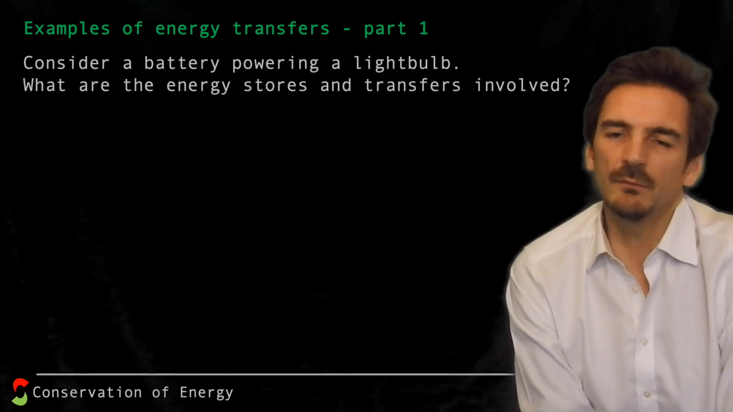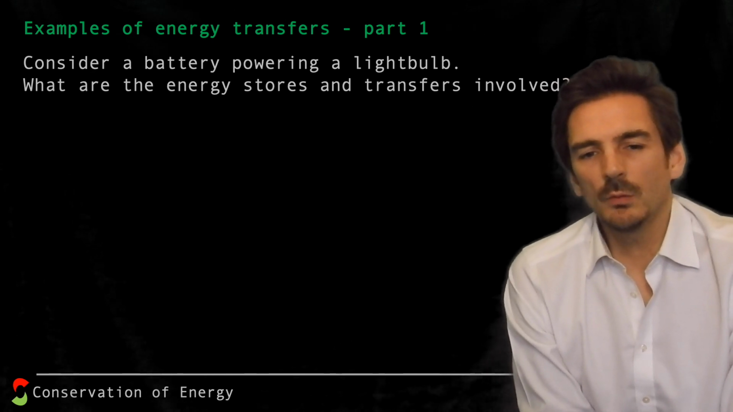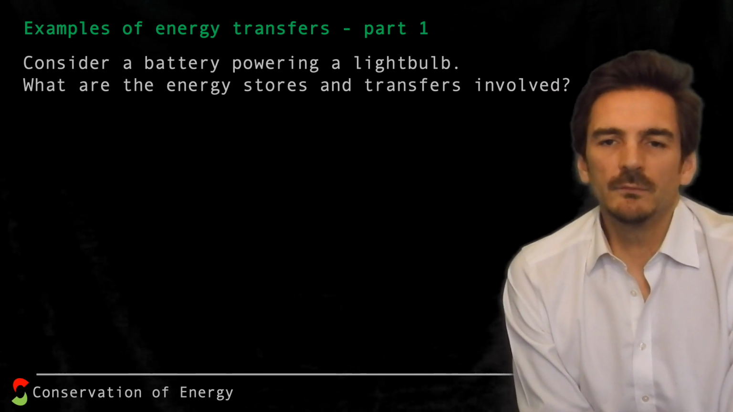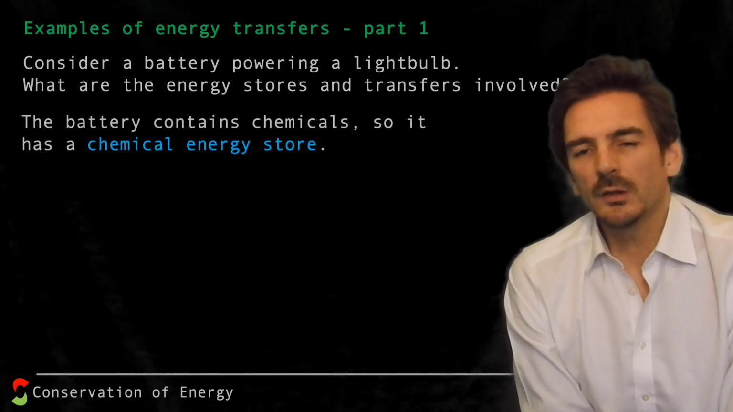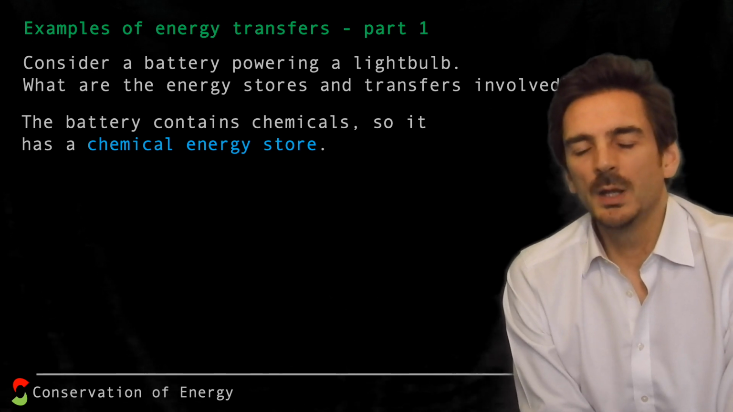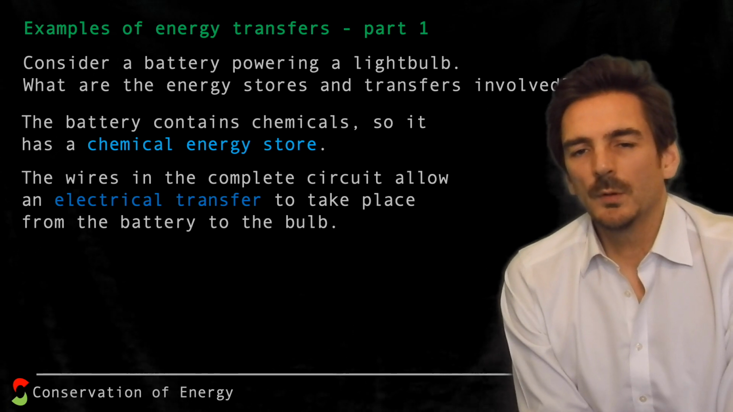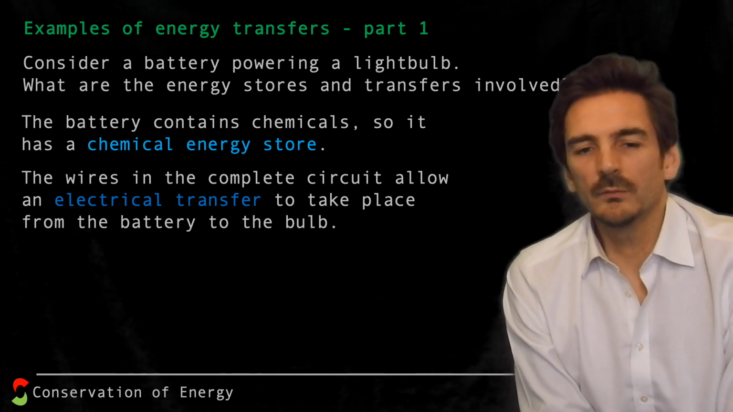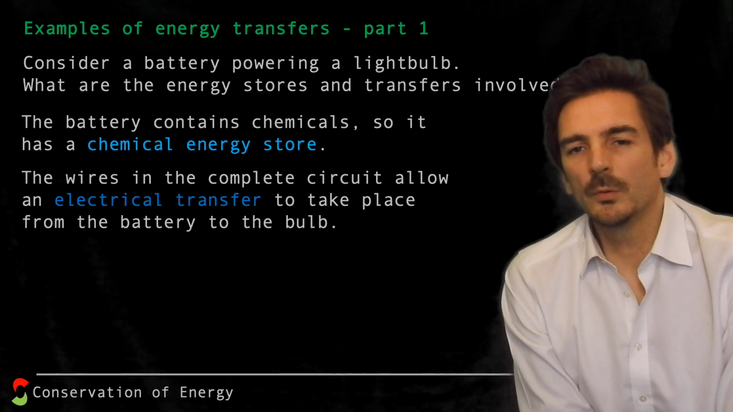In this first example, we're going to have a look at a simple one with a battery in a closed circuit with a light bulb. So we're looking at the energy transfers and stores involved in that, linking it to the principle of conservation of energy. The battery has chemicals in it, which means the battery has a chemical energy store. And it will transfer that in a closed circuit electrically because there are charged particles, those delocalized electrons involved, and it will transfer the energy from the battery electrically through to the light bulb.